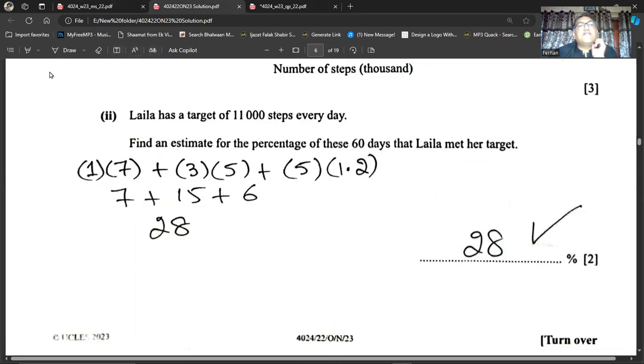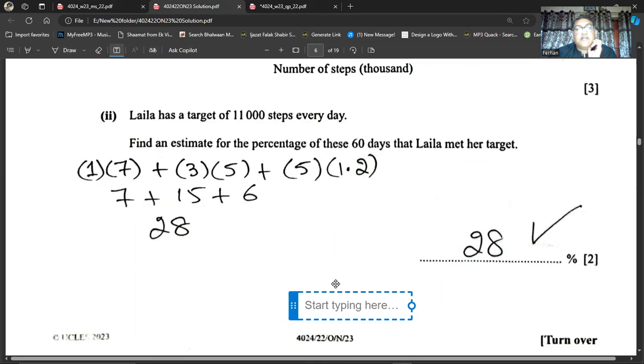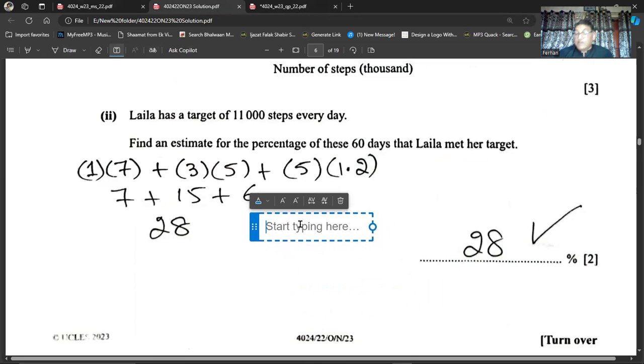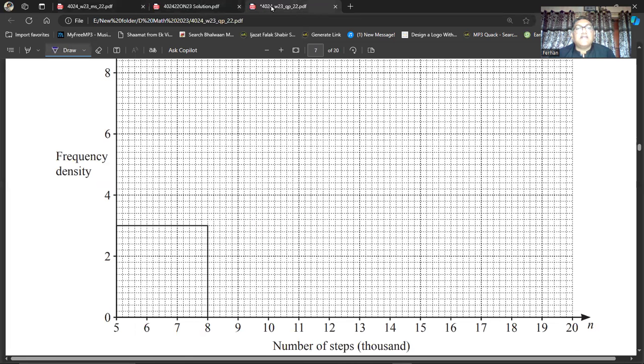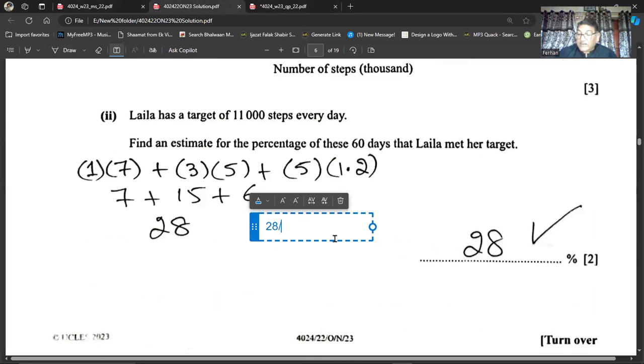So how will you convert this into the percentage? Let me show you. I will write 28 divided by the total number of days. Total number of days were 60 days. So divided by 60 and then you multiply it with 100. So your answer will be how much?